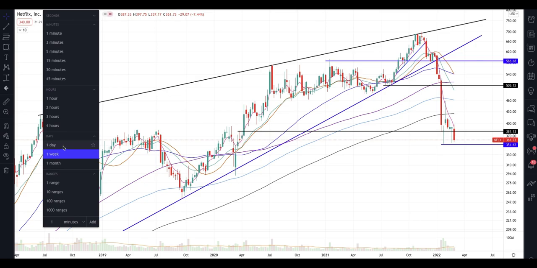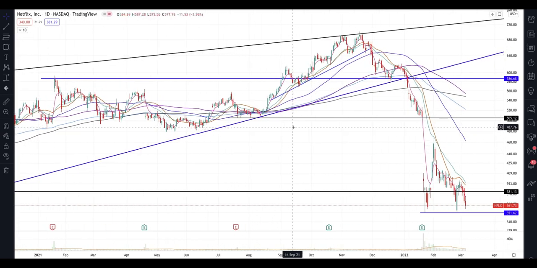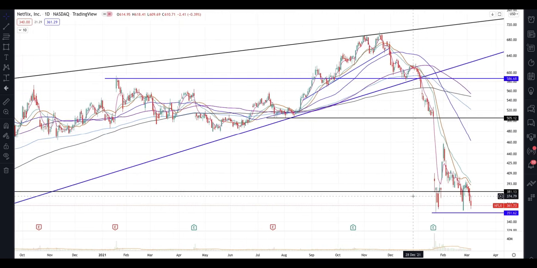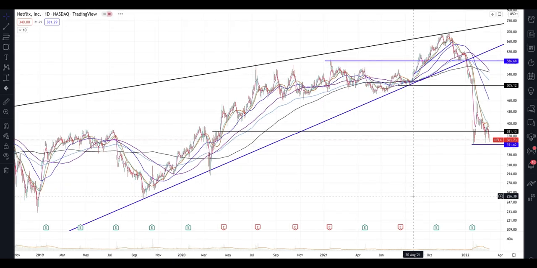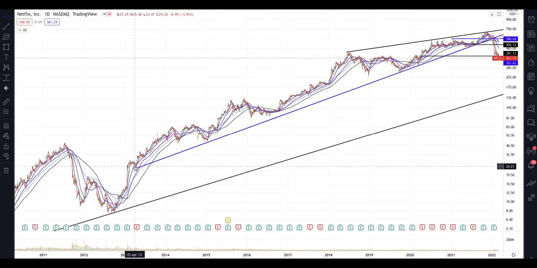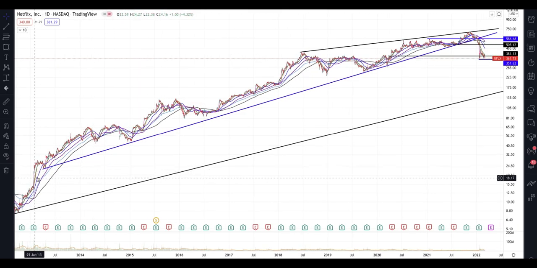So let's just go back to the daily real quick, kind of better illustrate this. And what you'll see is, generally speaking, it broke down and it's been selling off ever since. Now, the important part here is this is a trend that was violated. It was a trend that lasted basically 8 to 9 years. So you have 8 years of confidence bestowed in this blue line uptrend, and that was violated.